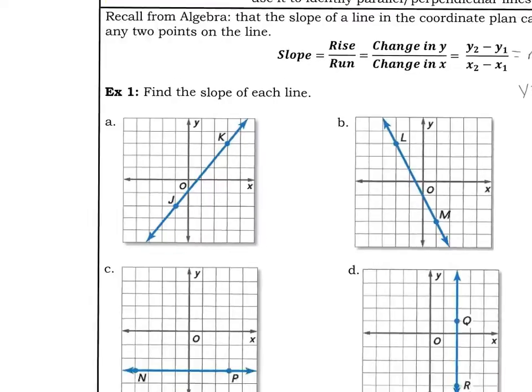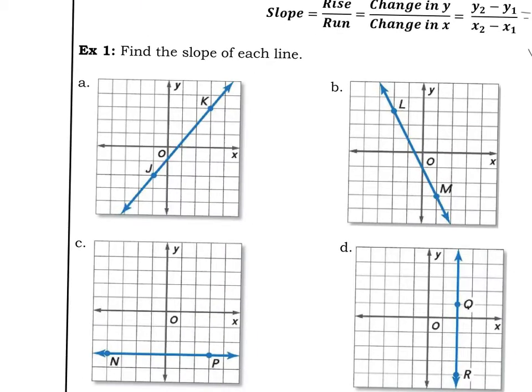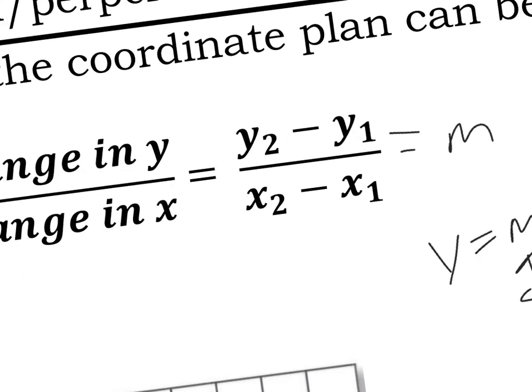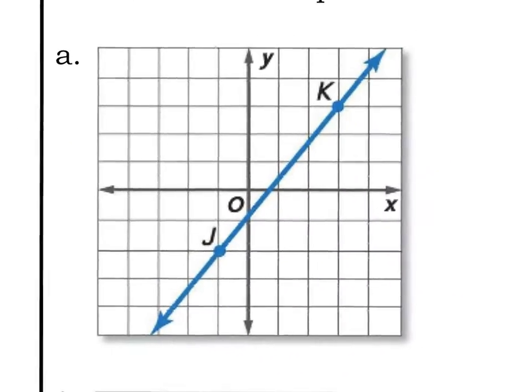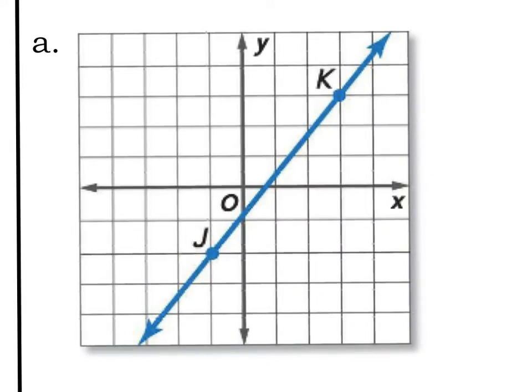So this first example here, these are just graphs. I don't have to do any of this y2 minus y1 or x2 minus x1. I just need to look at the pattern of the line. So I have a couple of labeled points here, J and K. What I like to do is see if the line goes through any other corners of the graph to see if it's easier, if there's any points closer together. That's what I mean by easier. And it doesn't look like there is.